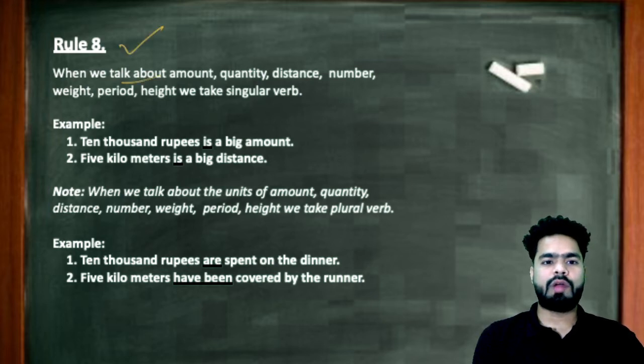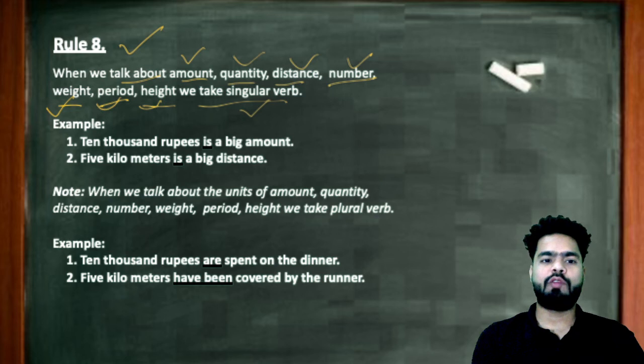When we talk about amount, quantity, distance, number, weight, period, height, we take singular verb. Okay, when we talk about the amount, quantity, distance, number, weight, period, height, etc., we take singular verb. For example, 10,000 rupees is a big amount. Now we are talking about amount. We are not talking about the 10,000 rupees.